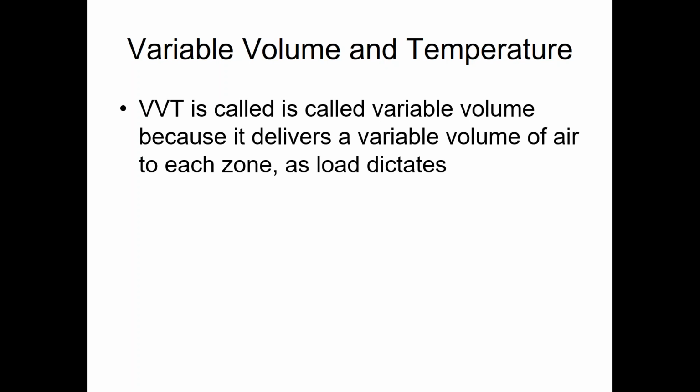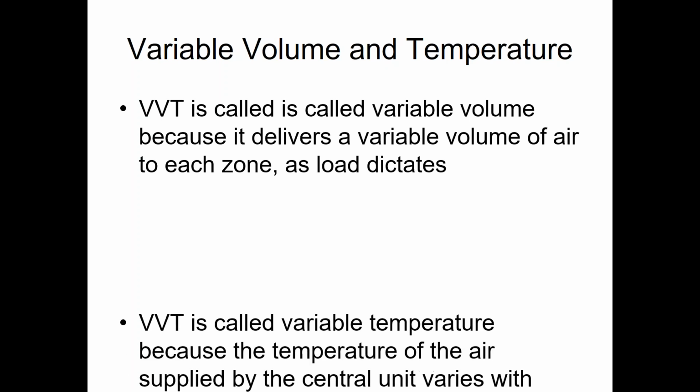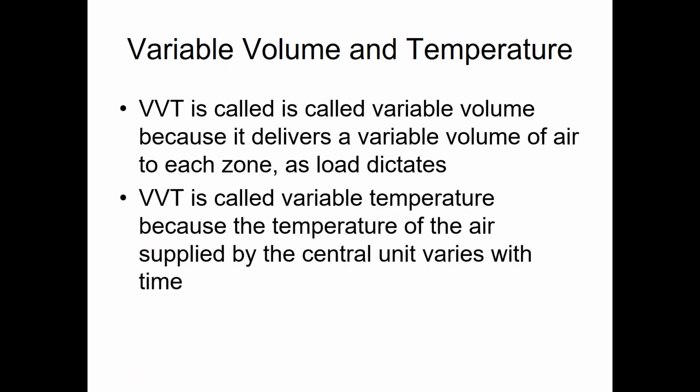VVT stands for variable volume and temperature. The variable volume part is similar to VAV, variable air volume system, in that the individual zone dampers open and close, or they modulate, to provide less or more air into my individual space to take care of my individual load. So the volume of air going into each zone varies, variable volume. The variable temperature comes into play to explain that it was different than VAV.